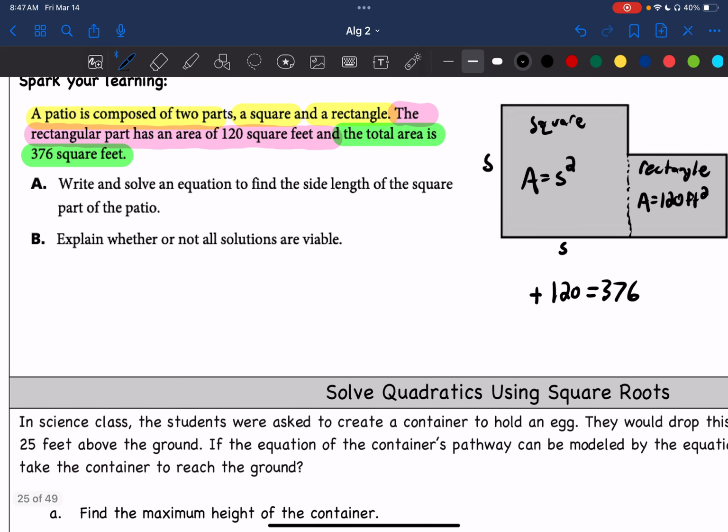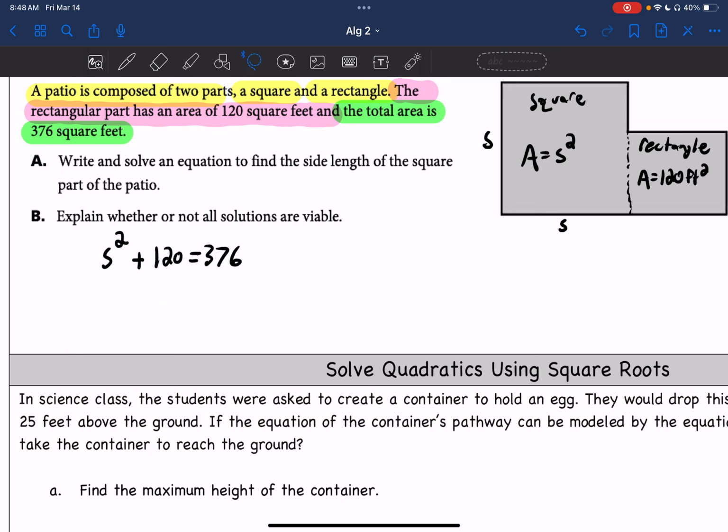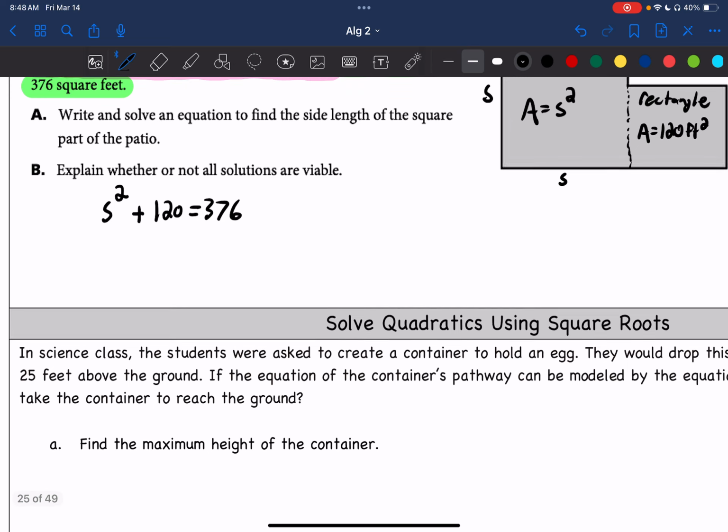If we know that the area of the square is the side length squared, then we know that the area of the square plus the area of the rectangle gives us 376. We can write this equation: S squared, the area of the square, plus 120, the area of the rectangle, equals the total of 376 square feet. And now, we'll go about solving this.